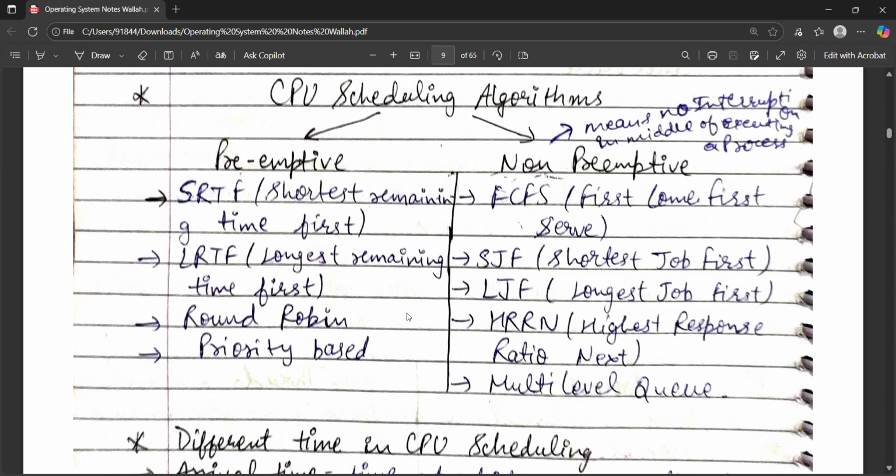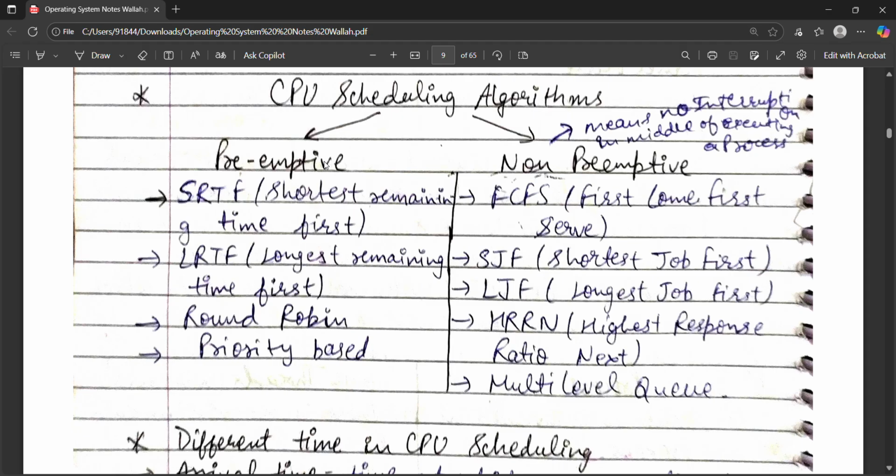Today we will be discussing the CPU scheduling algorithms. Yesterday we discussed the types: we have preemptive and non-preemptive. In preemptive we have SRTF, that is shortest remaining time first, LRTF, and round robin. Round robin is very important for exams, and it is also asked in interviews. Then priority based, and in non-preemptive we have FCFS, SJF, and others. There are multiple, but these are very important for your exams.